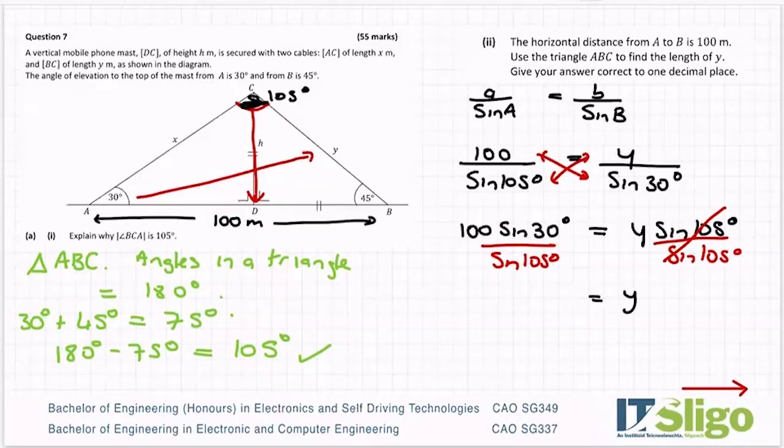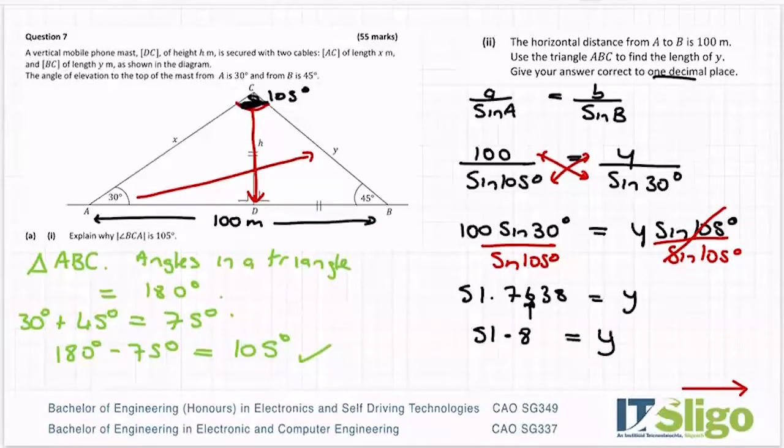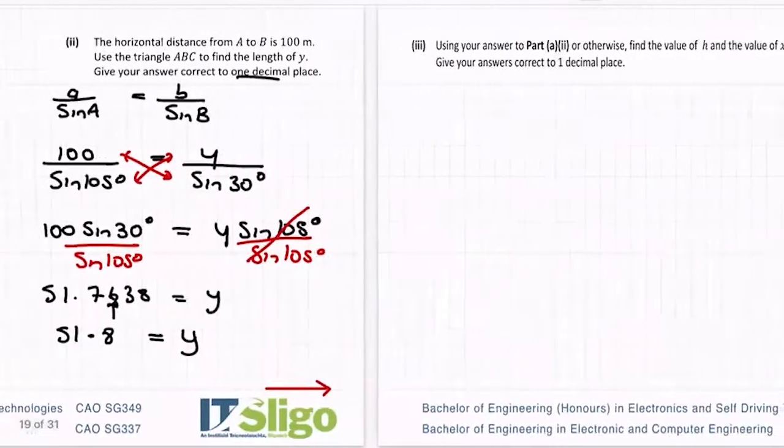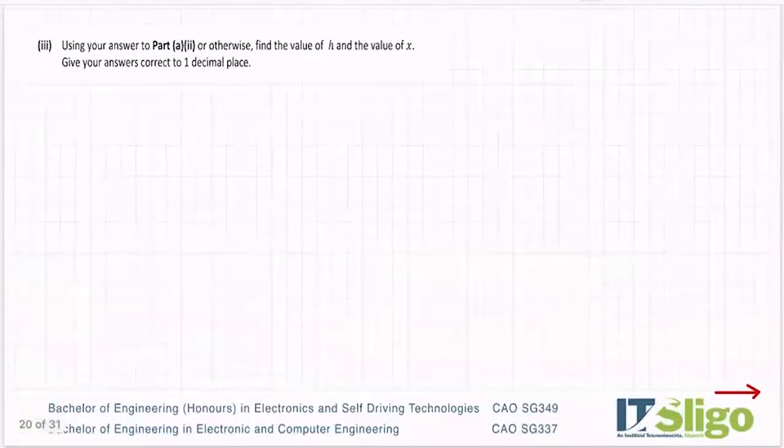So I'm getting 51.7638 to 1 decimal place. Well, the 6 is going to round the 7 up to an 8. So I'm getting 51.8 for y. Okay, so I hope that's okay. There's loads of questions on the exam papers on the sine rule and the cosine rule, so if you want me to do any other one, give me a shout.